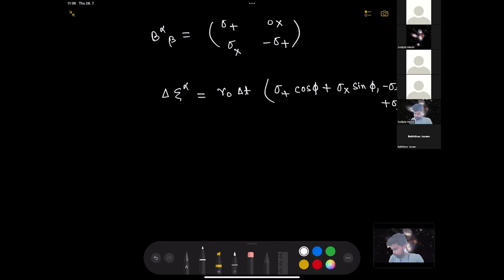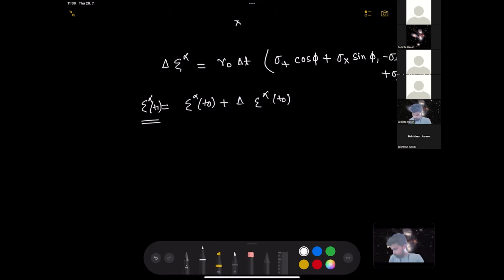And if we calculate the change in xi, it will be xi 0 plus delta xi. Then we will have the new xi, and if we calculate the new radius, the new radius will be R1 phi.